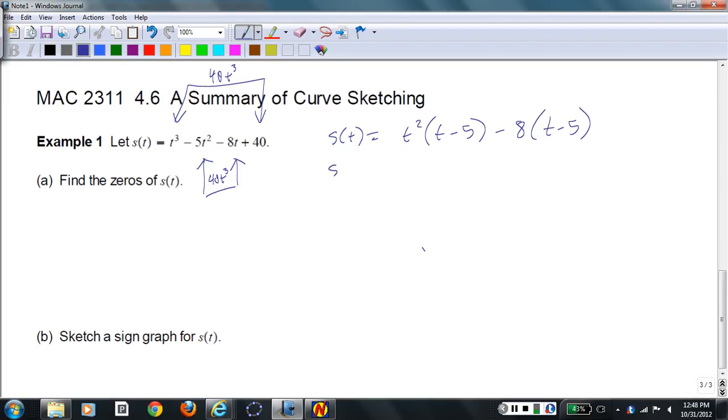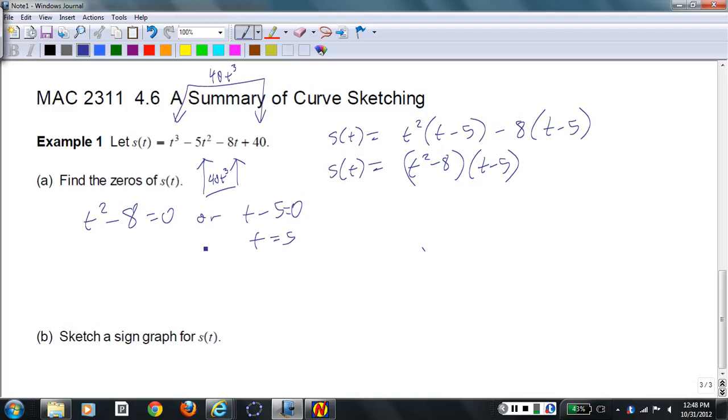And then what makes it work is that the t minus 5 is a common factor of those two components of the expression. So it's going to be t squared minus 8 times t minus 5. These are the factors. Once we have these factors, the zeros are easy to come by, since they're no more complicated than quadratic factors. T squared minus 8 equals 0, or t minus 5 equals 0.